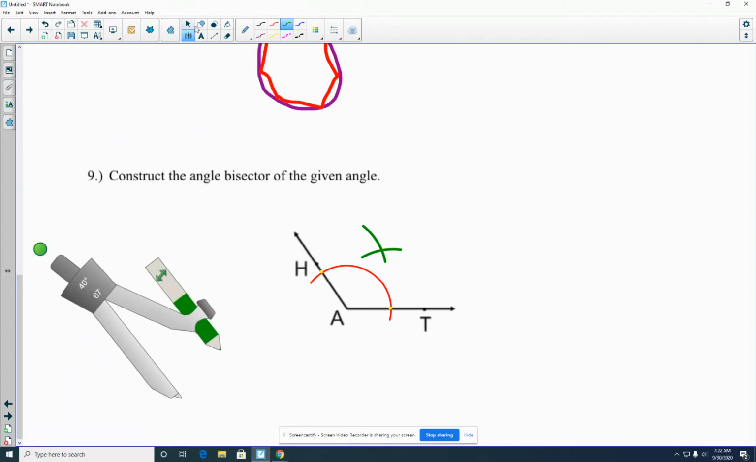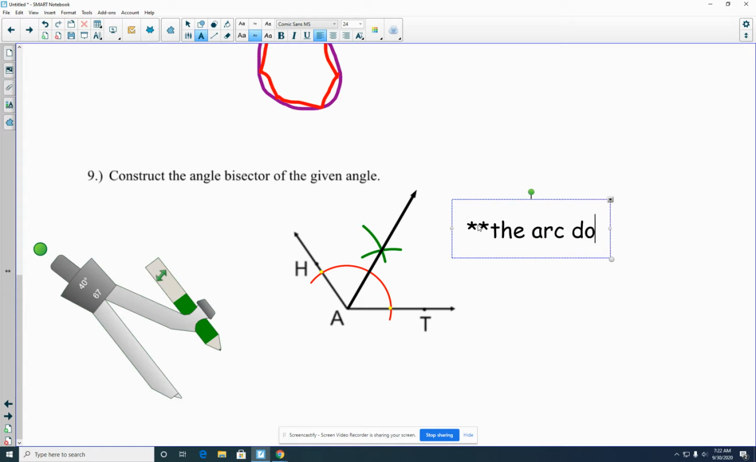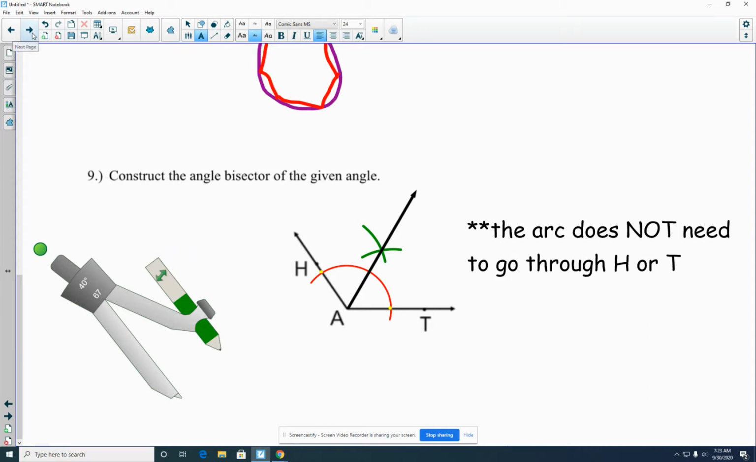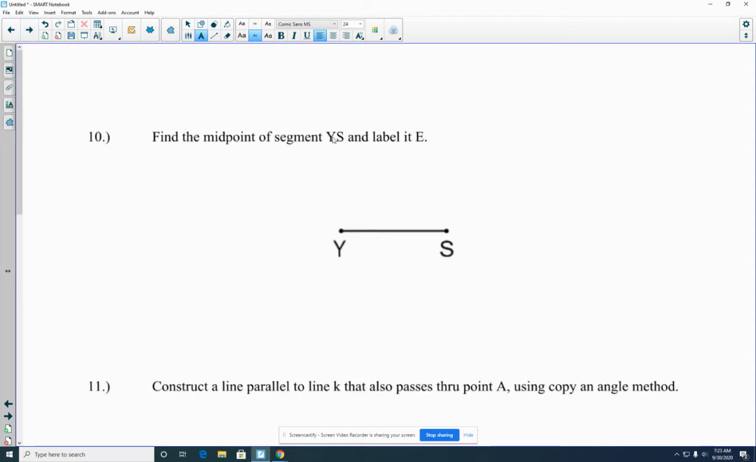And to finish the angle bisector, take my straight edge and I go from the vertex through the intersection as far as possible. Now, again, the arc does not need to go through H or T. There are just 2 points on that angle, so don't worry about if it doesn't go through it. That's not a big deal. All right, let's see what we have next. Number 10. We have to find the midpoint of segment YS and label it E. Okay, so in order to find the midpoint, we actually have to do the perpendicular bisector construction.